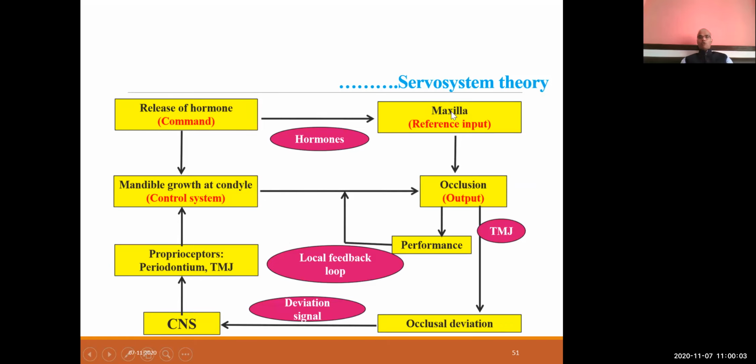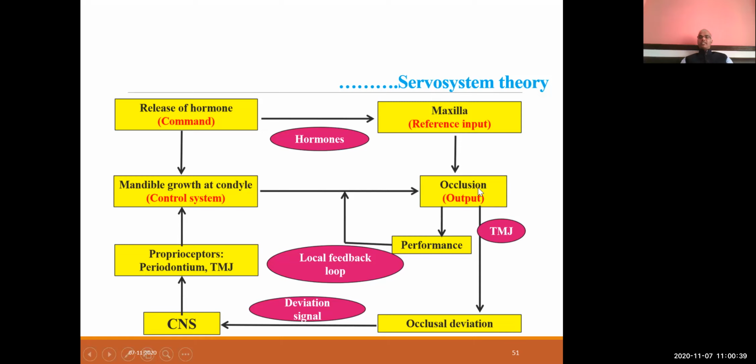So when the maxilla grows forward, there occurs a change in occlusion. Means there are disturbances in the occlusion. Here the growth of the maxilla is the reference input and the change in the occlusion is the output. The maxilla grows forward and downward. It affects the occlusion, changing occlusion. So this output, changing occlusion, affects the TMJ.